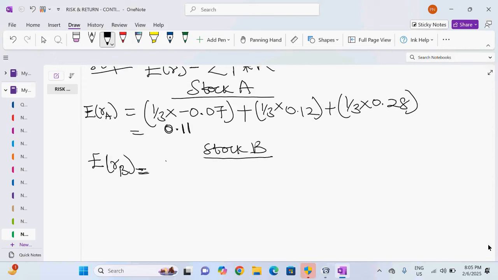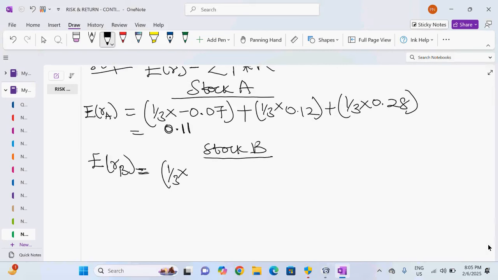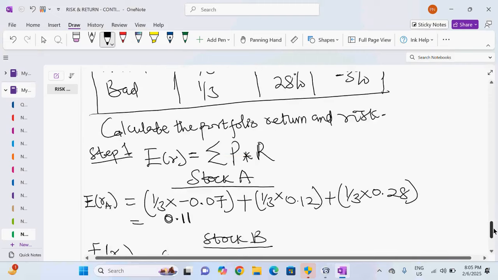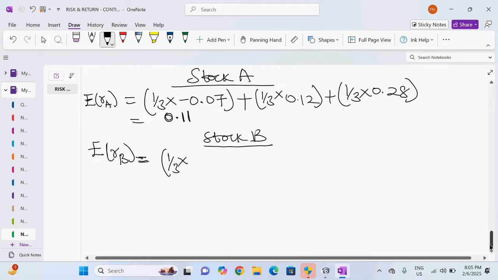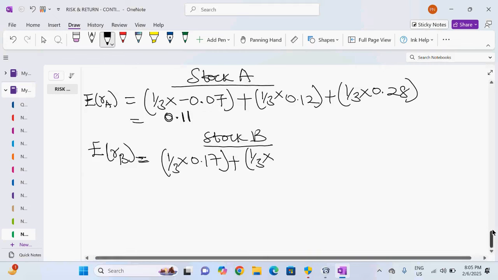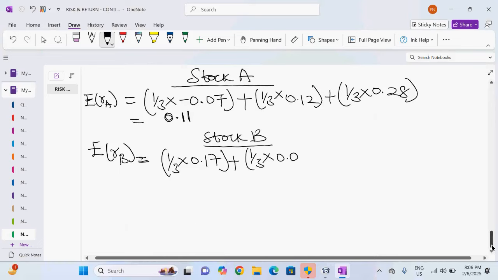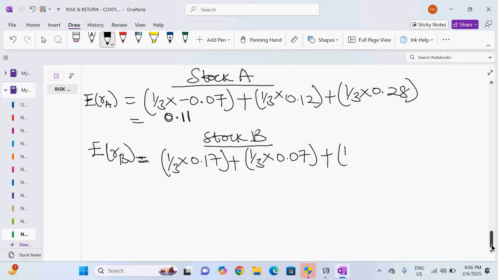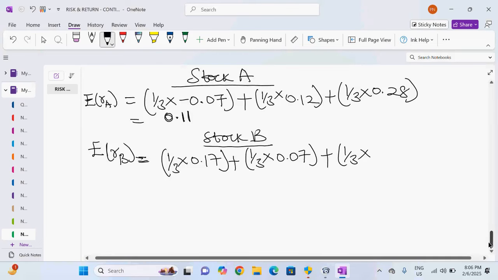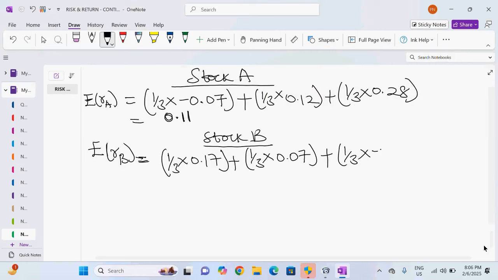So the probability for good is 1/3 multiplying the return. This is under stock B, right? So stock B is 17%, so that's 0.17, plus 1/3 multiplying the return for normal, 7%. So that is 0.07, plus 1/3 multiplying bad, which is negative, right? Negative 0.03.